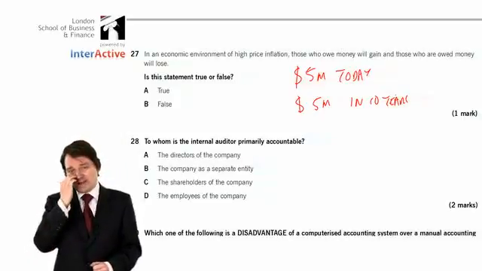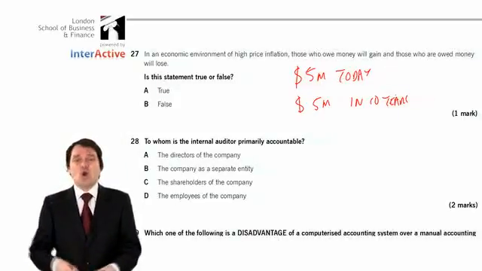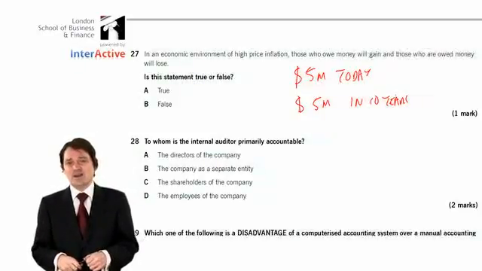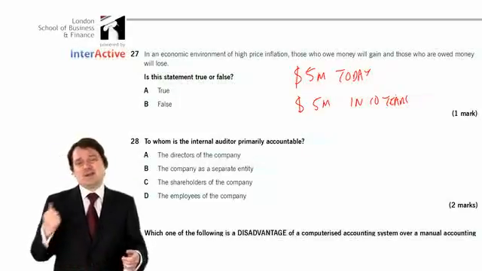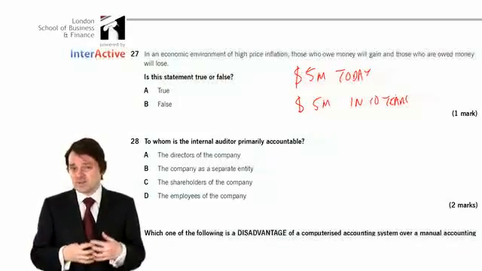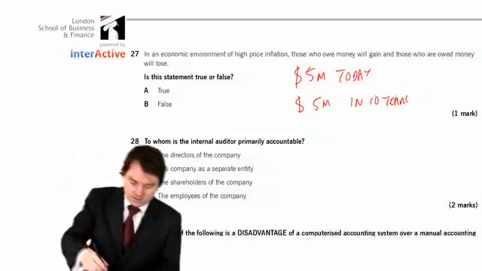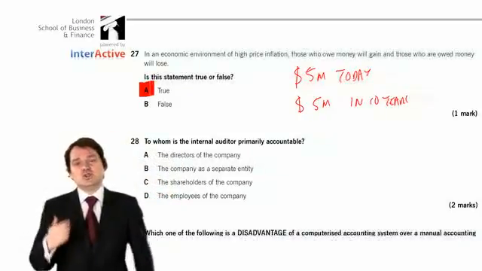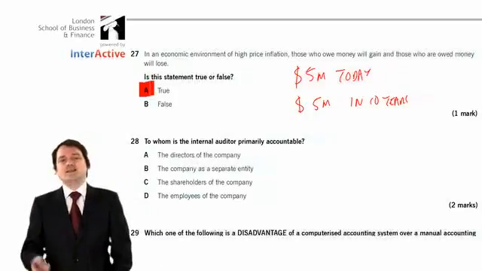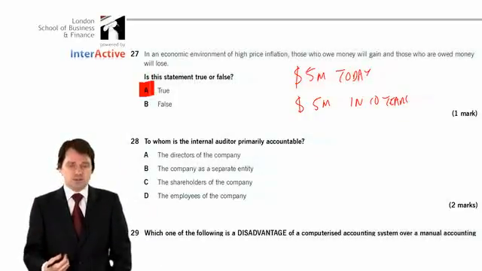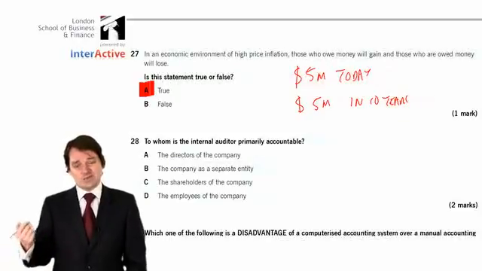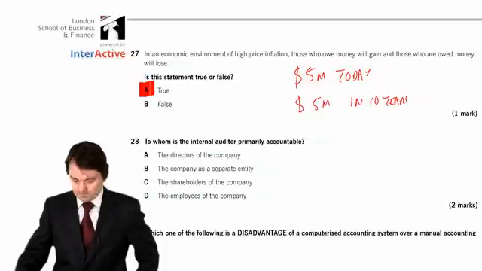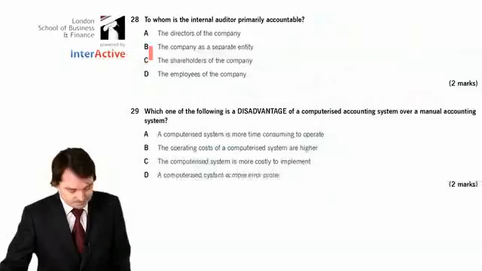So I borrow the money and I get the dollars today. By the time I have to physically hand them back in 10 years' time, they aren't worth as much. So the amount I hand back is actually not going to be worth as much as the amount I borrowed today. So that one is A. High price inflation is good for people who owe money, and it's bad for people that they owe the money to. Because you get the money today when it's worth a lot, whereas by the time you have to pay it back, it's not worth as much. So 27 is A.